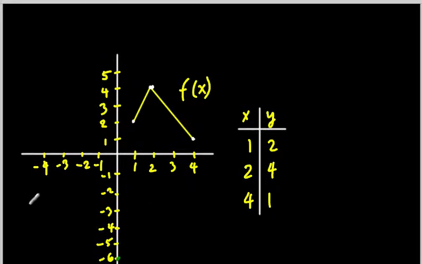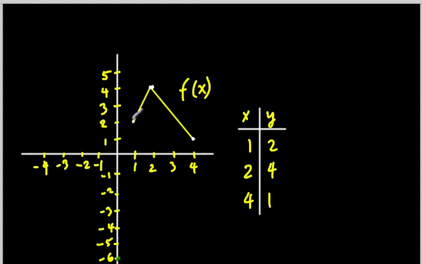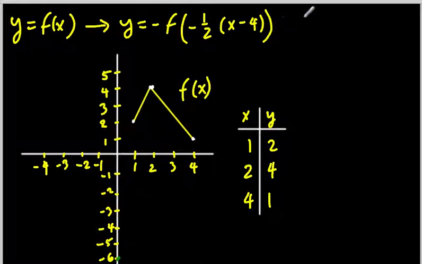So now let's use this example, our classic f of x, and we're going to transform that function to this. The edge points for this classic one that we've been using throughout are 1, 2, 2, 4, and 4, 1 once again. So what we're going to do this time is go from y equals f of x to, and I'm going to write just the factored form because I don't want to confuse you, negative f of negative half of x minus 4, and then minus 2.